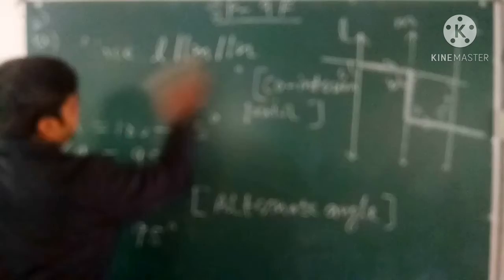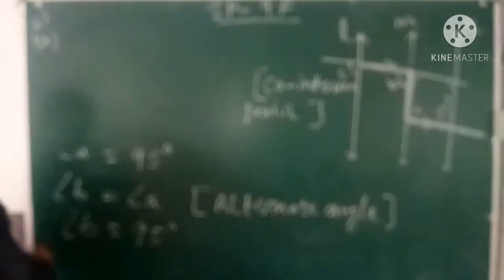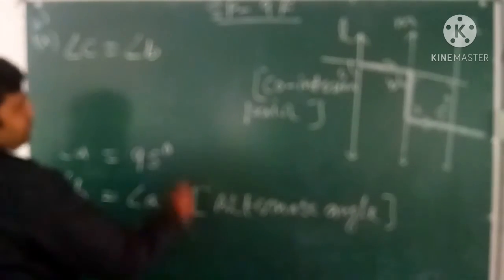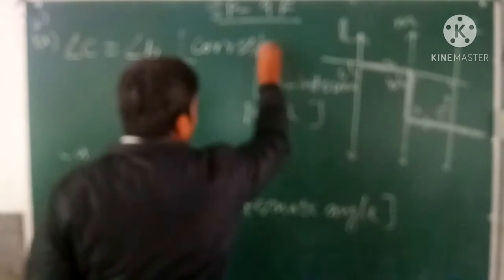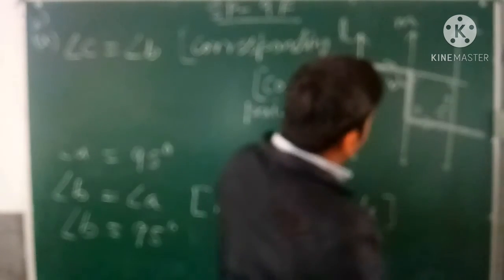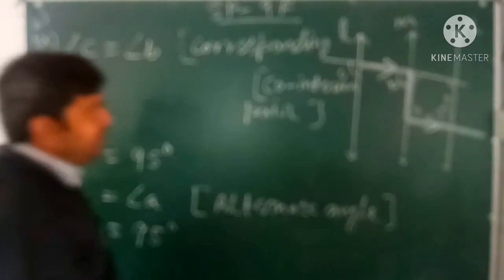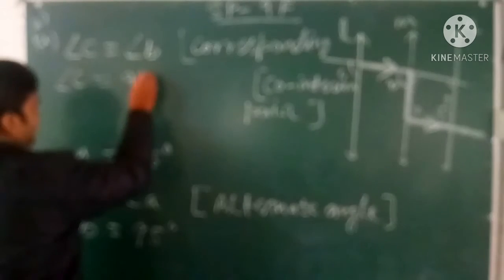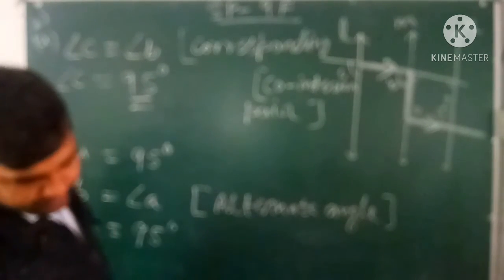Now see. What you can write? Angle C is equals to angle B. Reason, corresponding pair. So this is the mistake in the question. That line is also parallel given. That is also the parallel. But in the misprint it is not mentioned in the book. So angle C is equals to angle B. That is angle C is equals to 95 degree. Now we got these three angles. Now we move to the next question.